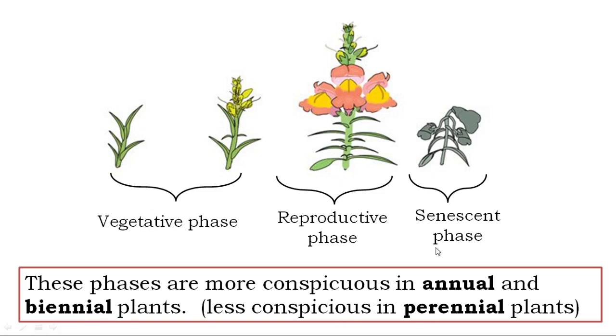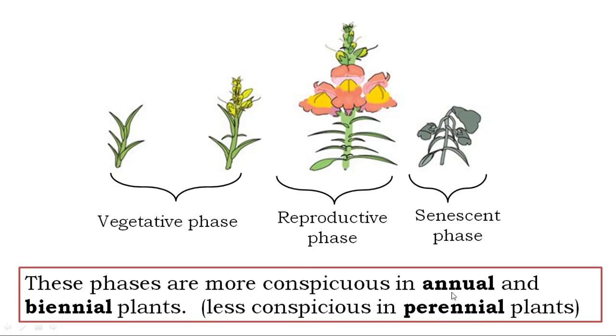In annual and biennial plants, these three phases are more conspicuous. It is very conspicuous, right? But in perennial plants, these three phases are not that conspicuous. They cannot be easily demarcated.